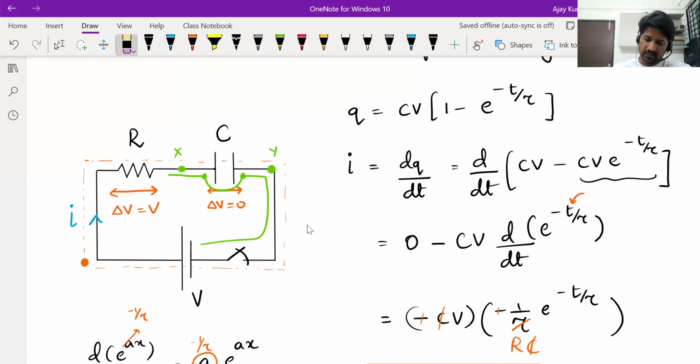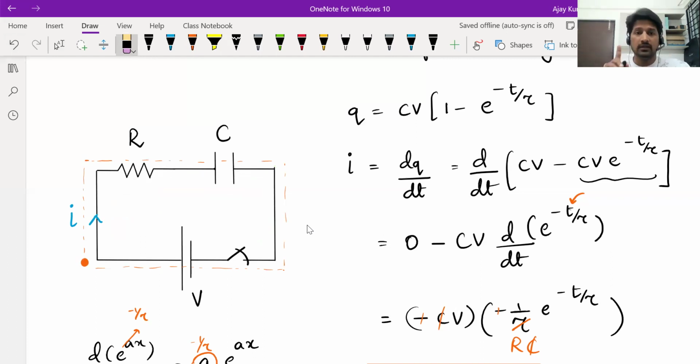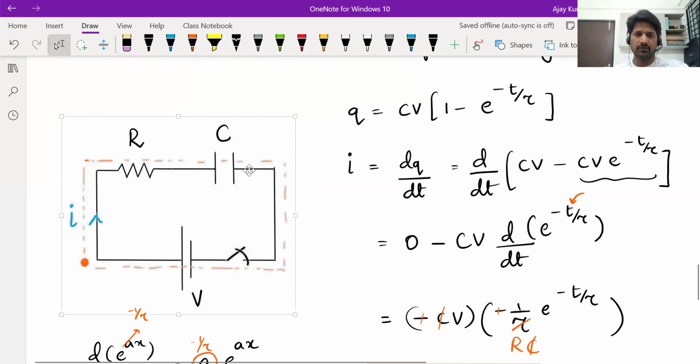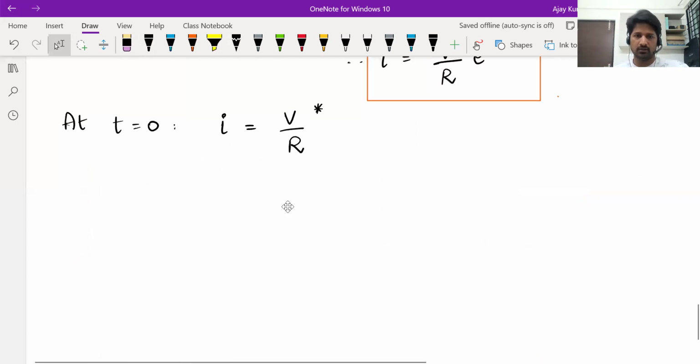So when a capacitor is uncharged, since there's no potential difference across its plates, if you're solving any question where you have to find out the current, you can treat the capacitor as a closed switch. Simply treat it as a wire, when it is not charged yet, and you have to find out the current flowing through it or through that branch.